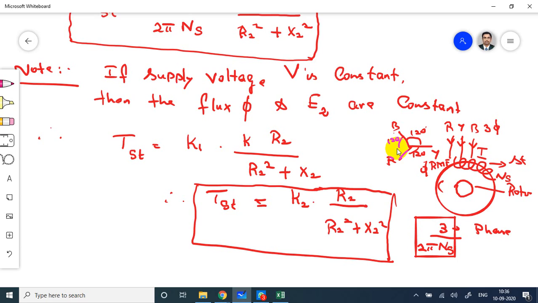But if we give this 3 by 2 pi ns, then only we can measure the rotor speed across the shaft. If the rotor speed is produced, automatically the torque is produced. Okay, so this is the concept.